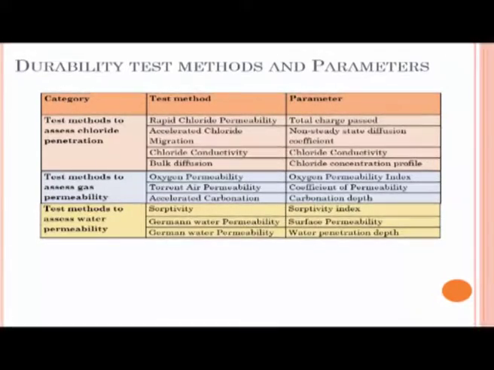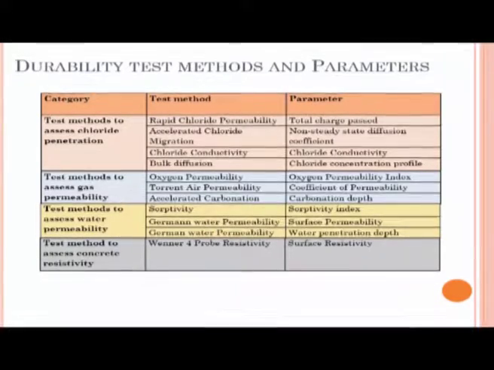Then you have test methods to assess water permeability. I already discussed that the most important characteristic of concrete that causes durability problems is basically the water. If you have more water, there is more chance of durability issues. So you have to assess how easy it is for water to enter the system, okay. So there are different test methods for that, and finally there is also a very common test method called concrete resistivity method, which I will discuss later as a very useful tool, not just for laboratory but also for the field, okay. So there are several different test methods here for durability of concrete, and each of these is measuring one parameter or the other.